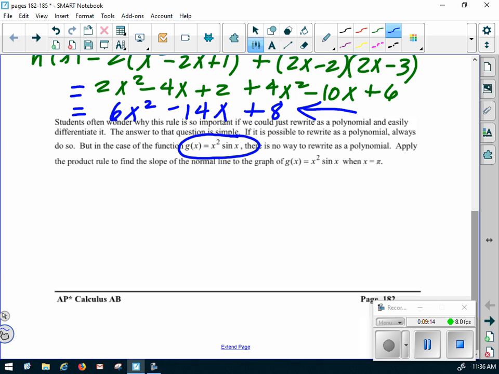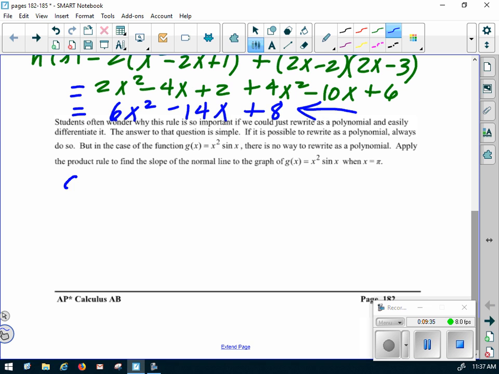Now notice what it's asking us to do. Use the product rule to find the slope of the normal line at x equals pi. If we want to find the slope of the normal line, what do we need to know? The slope of the tangent line, aka the derivative.